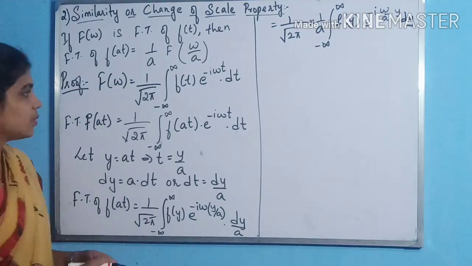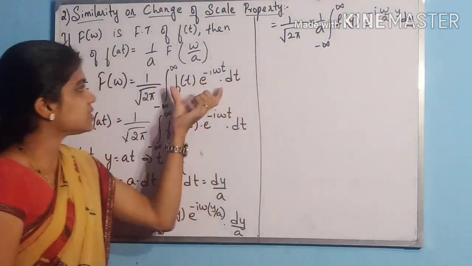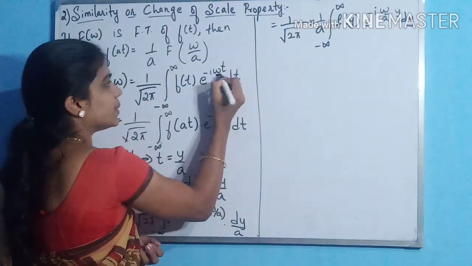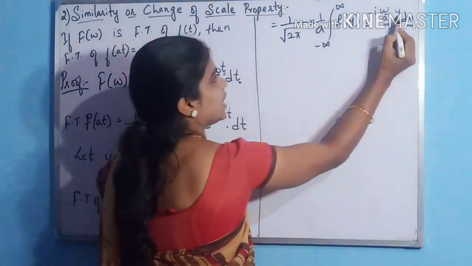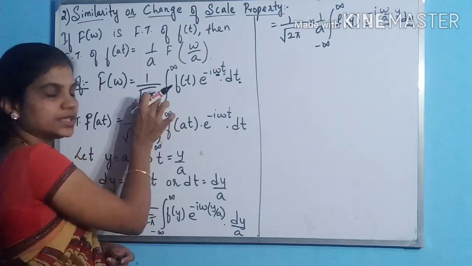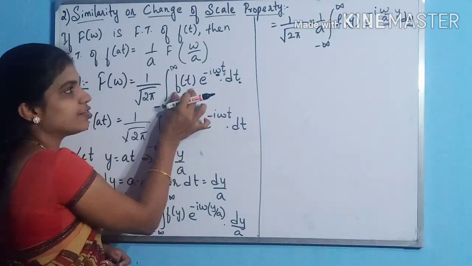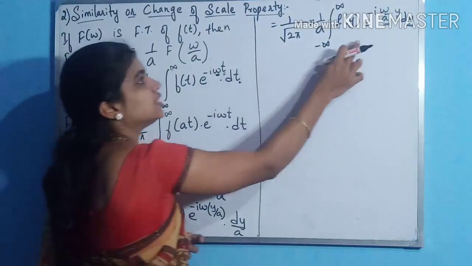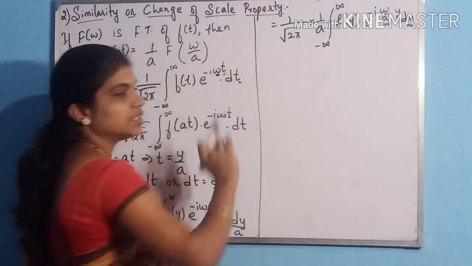Now when I compare this with the definition, this is in the form of t and this is in the form of y. Where I have only omega, I have omega by a, and where I have t, I have y. And 1 by root 2 pi is also there, and integration minus infinity to plus infinity is also there. Instead of f of t, I have f of y. Instead of e raised to minus i omega t, I have e raised to minus i omega by a into y. And instead of dt, I have dy.